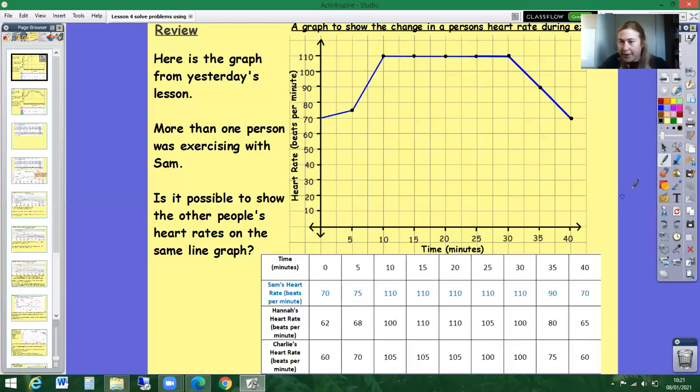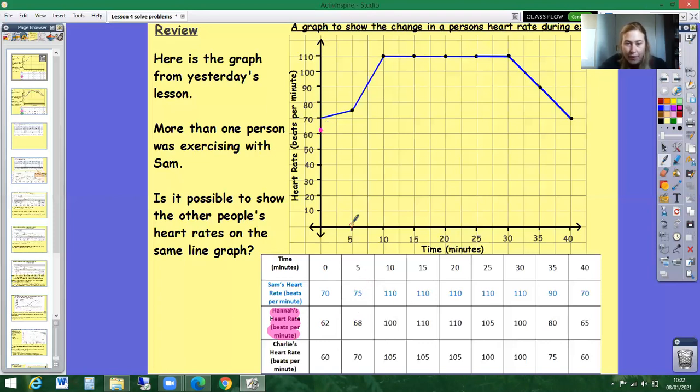So we've got Hannah's heart rate. I might put Hannah in pink because then we can see the line being different to Sam's. So if I highlight Hannah in pink, okay, the first time that Hannah recorded her heart rate was at the beginning, 0 minutes, and it was 62. So I need to use my scale to find 62, and I know 62 would be about there because the scale is counting up in tens each time. So I know that I'm going to have all the numbers between 60 and 70 in between that space, so I can estimate, can't I?